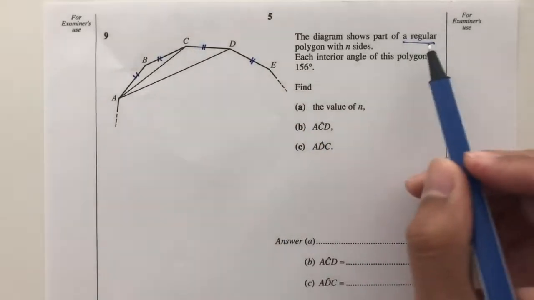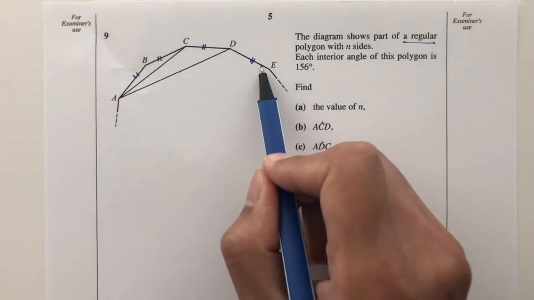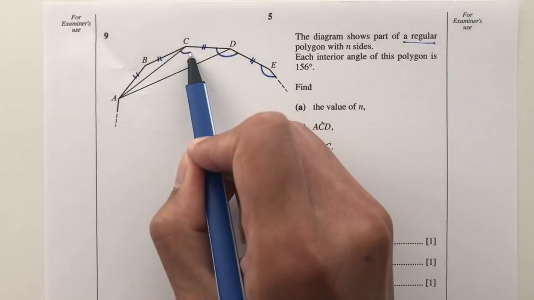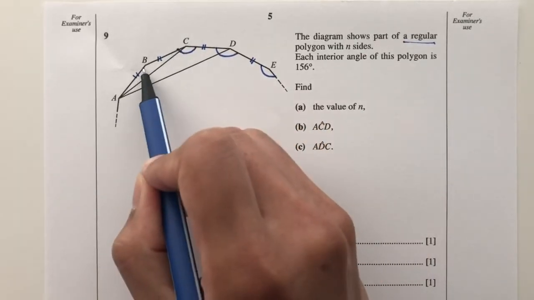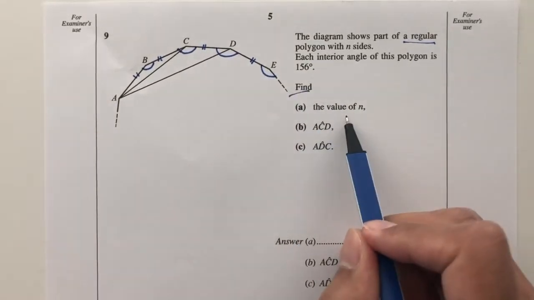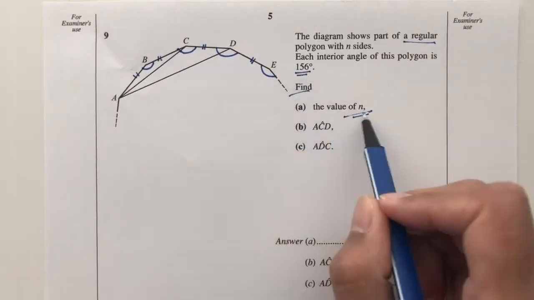Okay. Now with n sides, each interior angle is 156. So this is 156. This is also 156. This is 156. And this is also 156. Now, part 1, find the value of n, which is the number of sides. So pretty easy. Since we know this value, we can find n pretty easily.